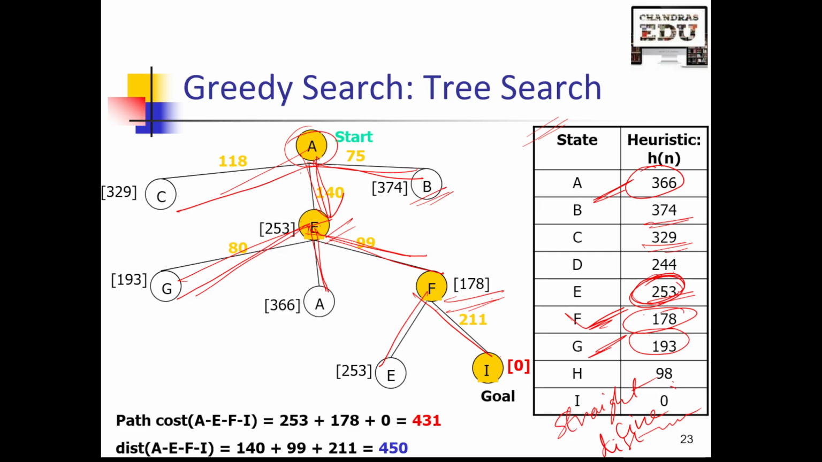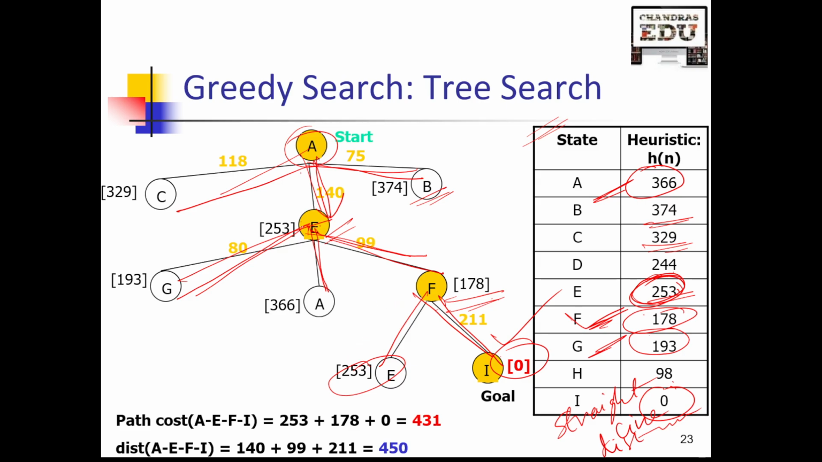E is 253 and I is 0. F is 178, sorry, E is 253 and I is 0. So we'll prefer this path to reach the goal state. Here there are two parameters. One is the path cost, the other is the distance. Distance here means straight line distance.